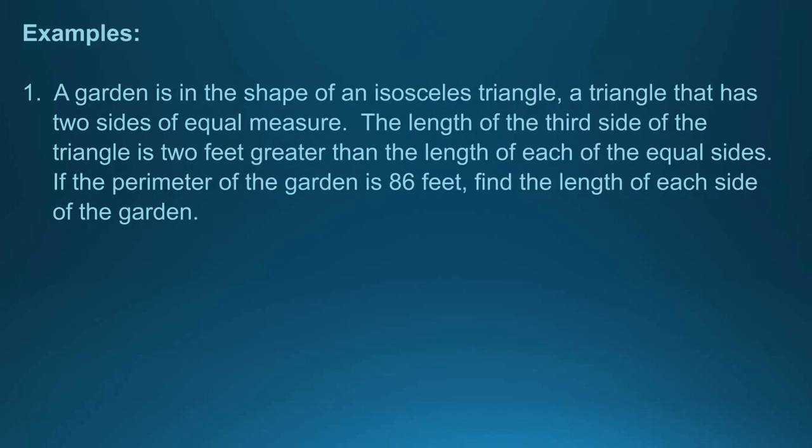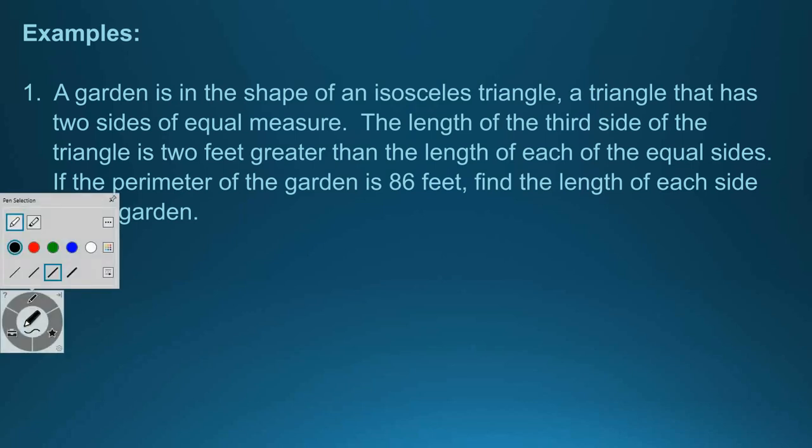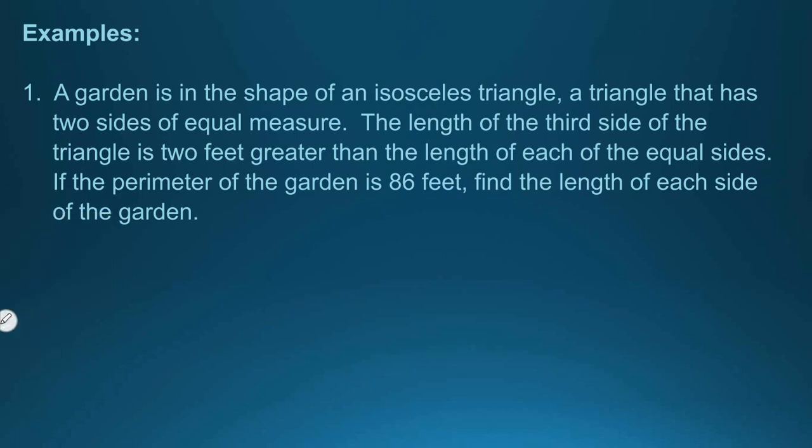Number 1, a garden is in the shape of an isosceles triangle, a triangle that has two sides of equal measure. The length of the third side of the triangle is 2 feet greater than the length of each of the equal sides. If the perimeter of the garden is 86 feet, find the length of each side of the garden. So in this problem, they're very nice in telling you the definition of isosceles.